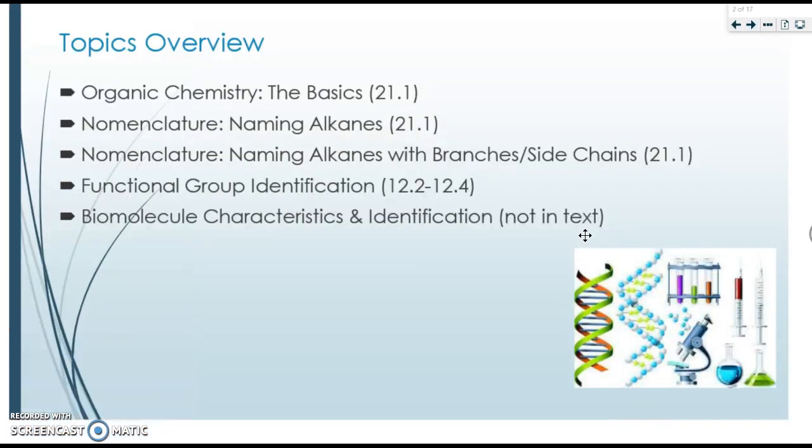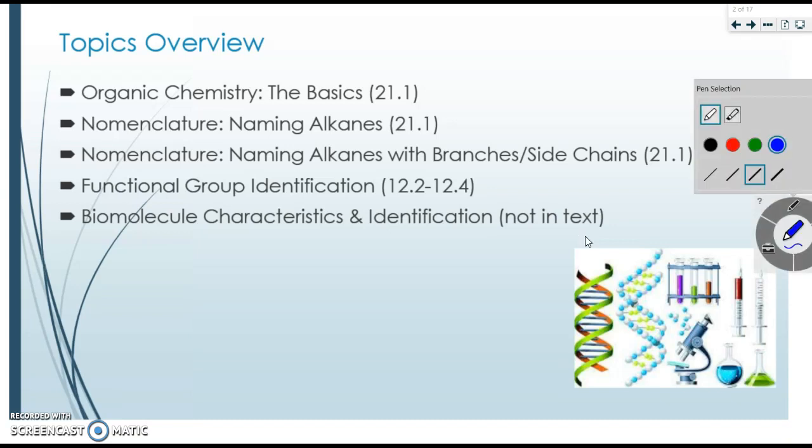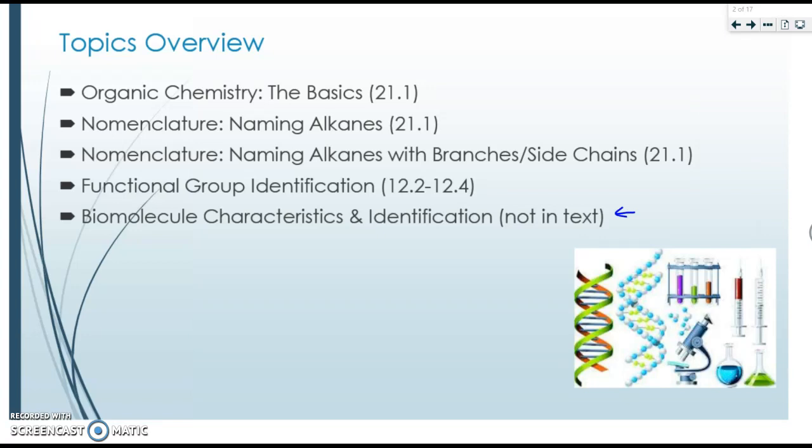The topics in this chapter include the basics of organic chemistry, some basic nomenclature and naming alkanes that have some branches or side chains, functional group identification, and some basic biomolecule characteristics. Okay, this one topic here is not found within your textbook. And that's okay. Here we go.